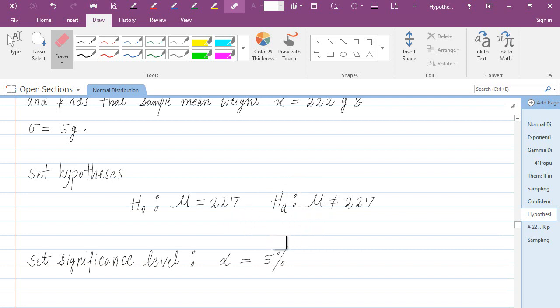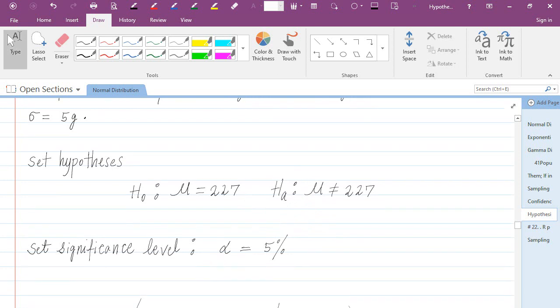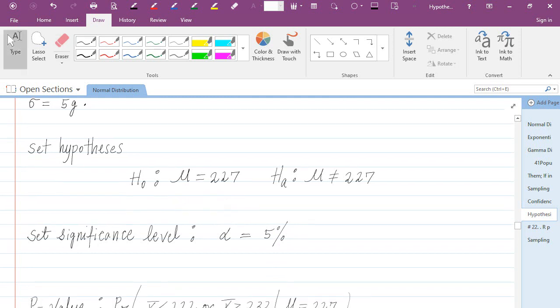And let's say now we set the significance level, and this is the standard for how small your p-value needs to be. So if the p-value is less than 5%, then we're going to reject the null hypothesis. If the p-value is greater than that, then we won't be able to reject the null hypothesis. So we're setting the significance level to 5%.